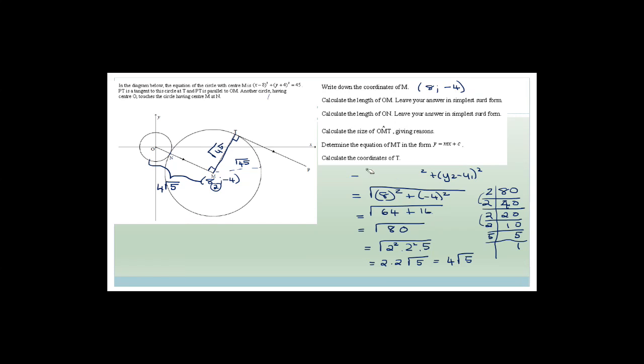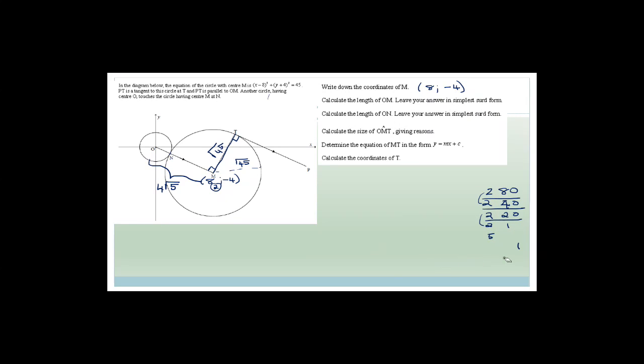Right, now they want us to calculate the length of ON, leaving your answer in the simplest surd form. Okay, so if you look at our equation of the circle, hang on a second, you can see it says (x minus 8) squared plus (y plus 4) squared is equal to 45. And we've already pointed out that the radius is equal to the square root of 45, right? Which could be written as the square root of 9 times 5, which is 3 root 5. Do you agree? So I could write this as 3 root 5.